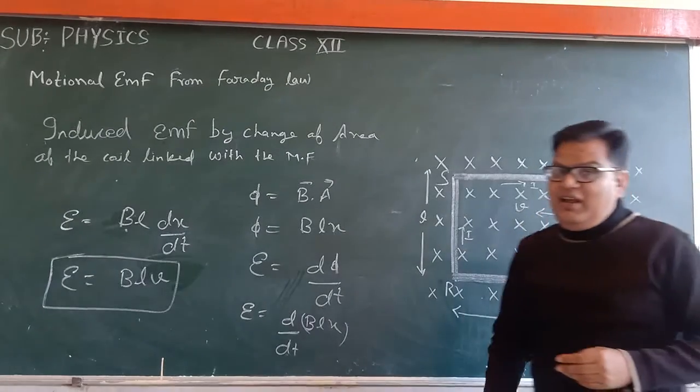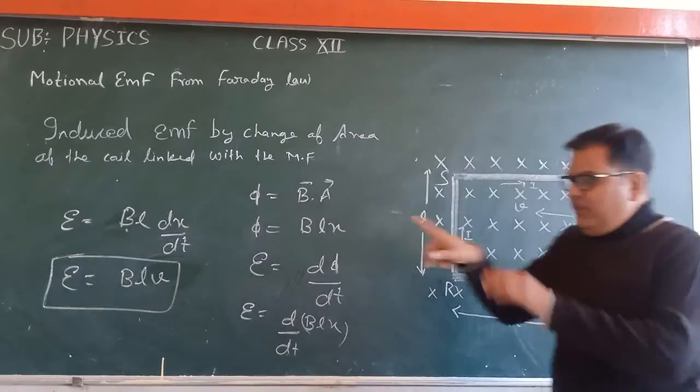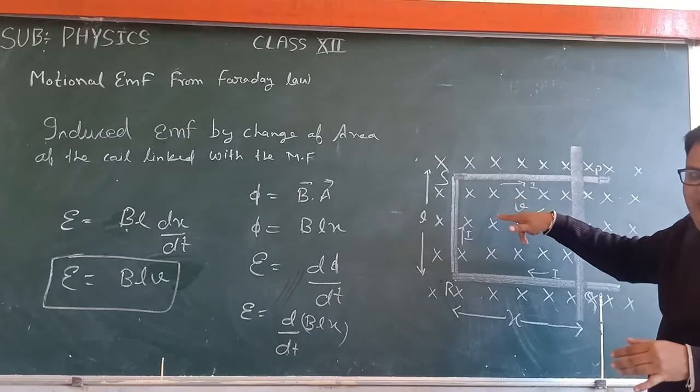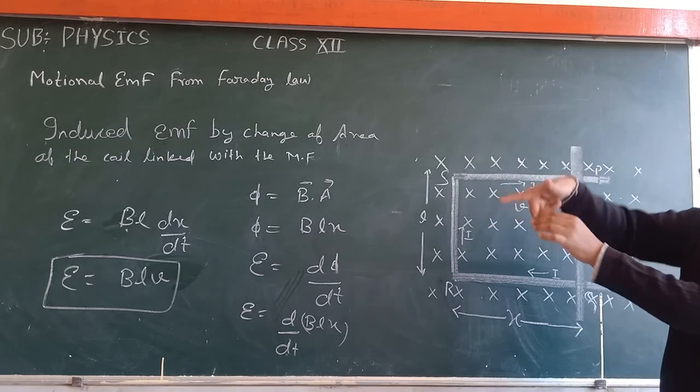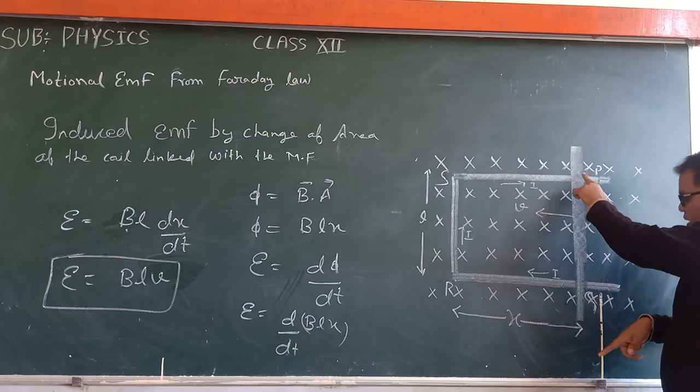For that we must learn the right hand rule. This shows the magnetic field, this shows the motion, and then the direction of current is from P to R S.